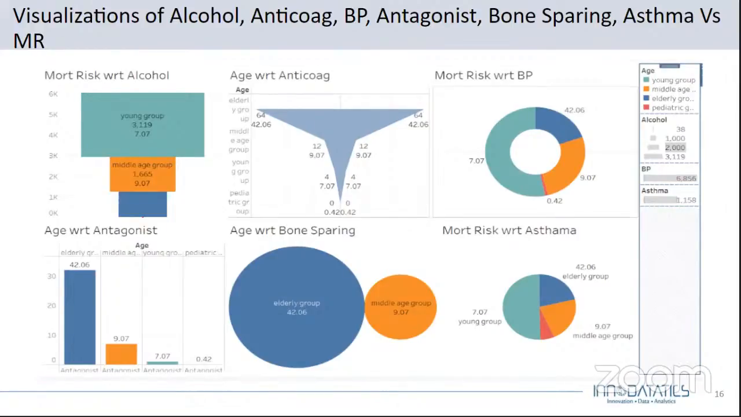In most of the younger group, they are affected with respect to alcohol. Here you can see that anti-coag affects most of the persons in the elderly group more. Compared with BP and antagonist, most of the people in the younger group are affected more. Coming to bone sparing, the elderly group are affected with respect to the mortality risk. Compared to asthma, most of the people from the younger group are affected highly. Next slide, please.